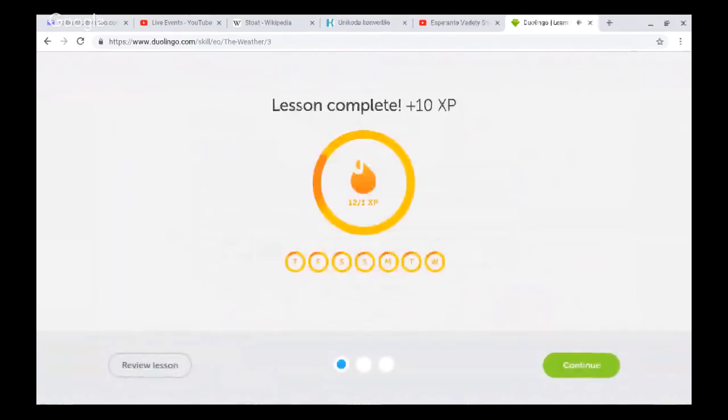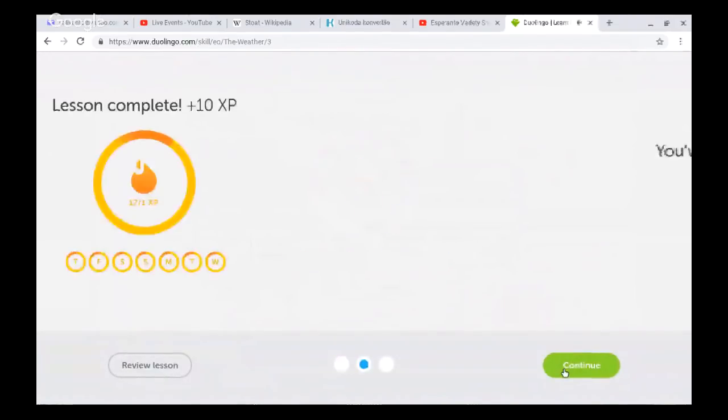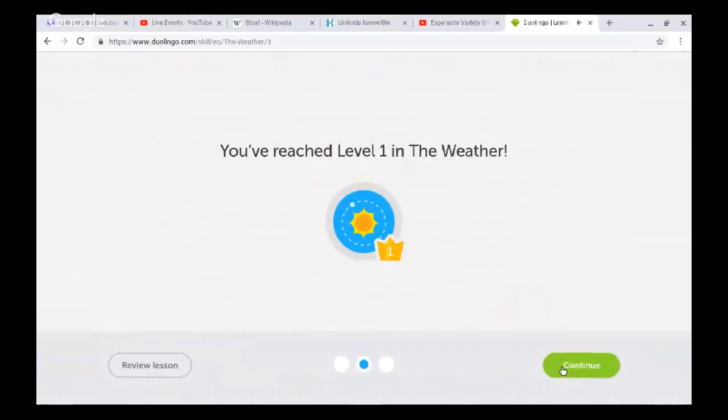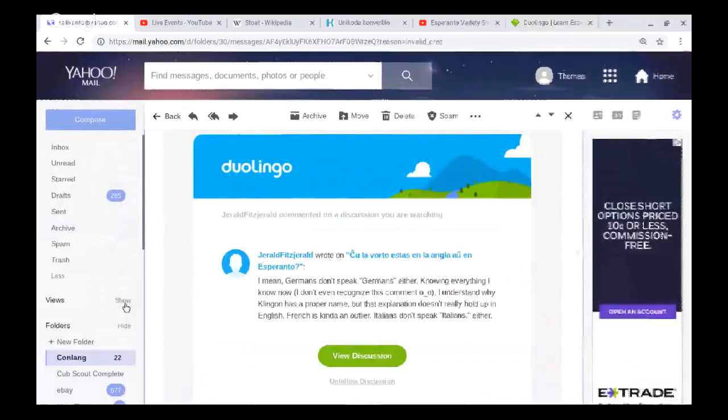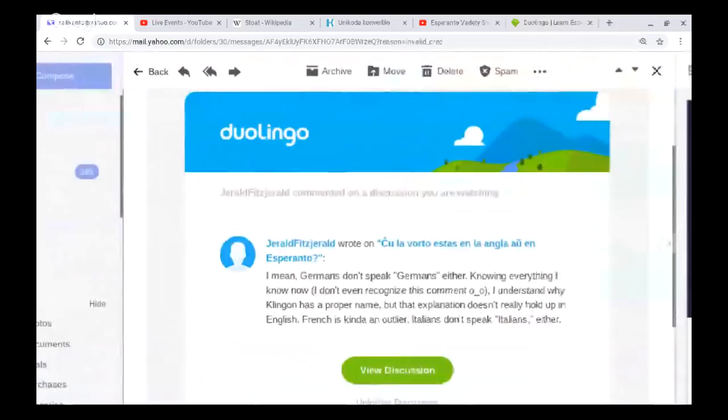Ooh, I got 10 XP. All right, I do not see any. So I'm going to go back to what I was trying to do here. It's a little funny that I've got my personal email open here, but I'm going to zoom in just a little bit. There we go. No reason for you guys to see the ads.